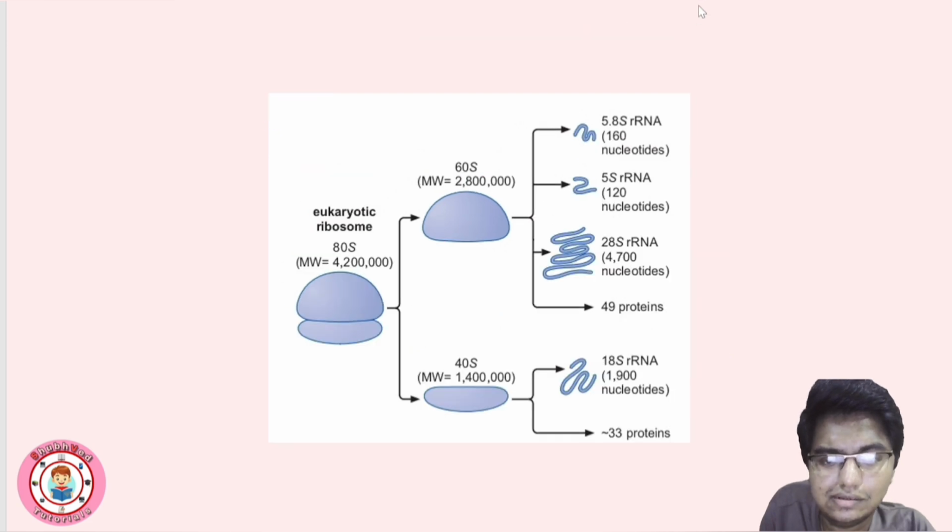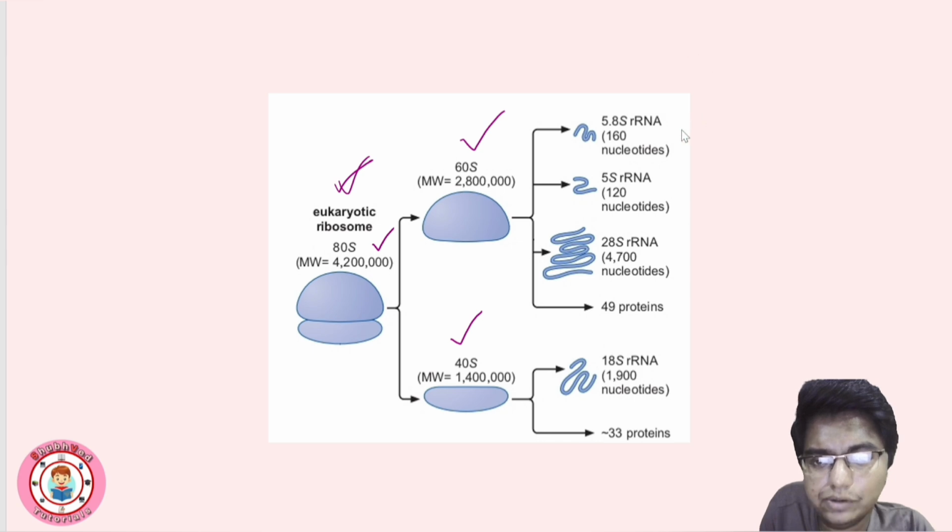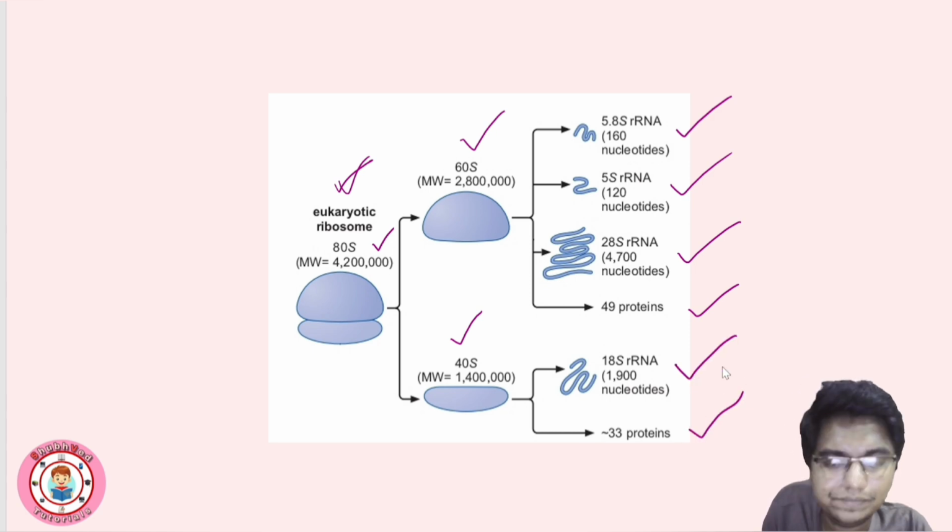This is a eukaryotic ribosome. Eukaryotic ribosome is an 80S, having large subunit 60S, small subunit 40S. Okay, then again the large subunit has 5.8S rRNA, 5S rRNA, then 28S, and 49 proteins. Small subunit has 18S rRNA and 33 proteins. See, now how to remember this? Okay, very simple. I will give you one trick, and the rest of the important factors we will also discuss in one slide.